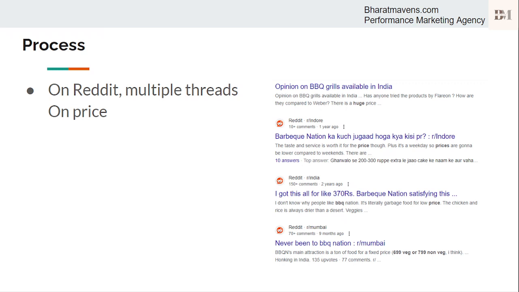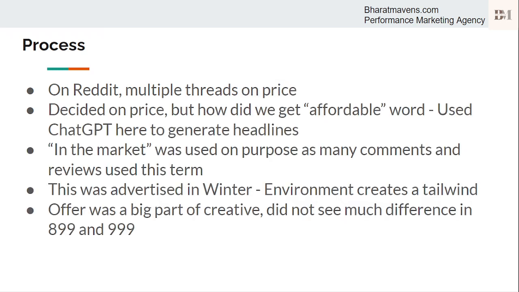Now, if you notice here, affordability as a concept can only be spoken when you have a product related to it. So everything starts with the product. We cannot decide a messaging or an audience unless we have a product. So the product should exist first, and then your research and then your messaging comes next. Now on Reddit, we saw multiple threads on price. Then we decided on price.